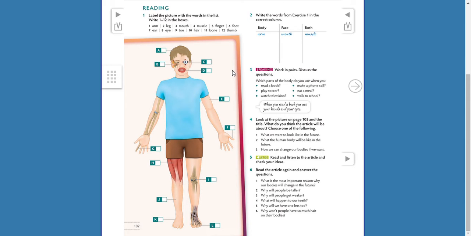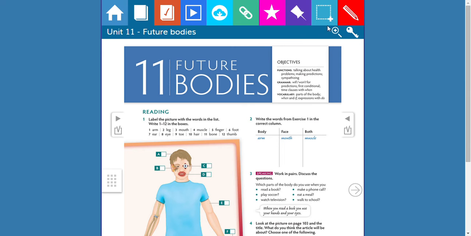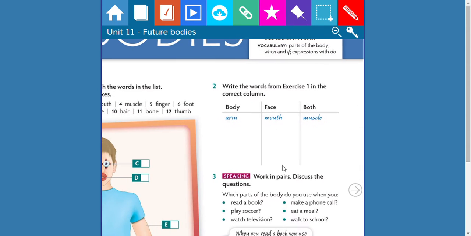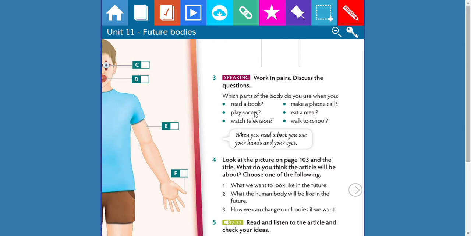Number 3 says speaking. Now in this part, what do you have to do? So in this part, you have to answer those questions. No? Which part of the body do you use when you read a book, play soccer, watch television, make a phone call, eat a meal, walk to school? No? Working in pairs, discuss. It is a discussion part. For example, when you read a book, you use your hands and your eyes.